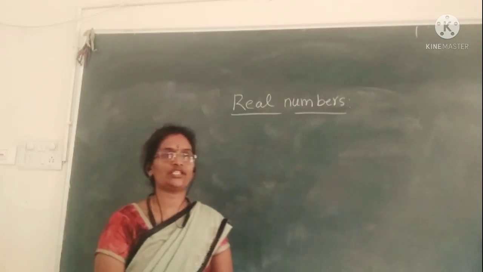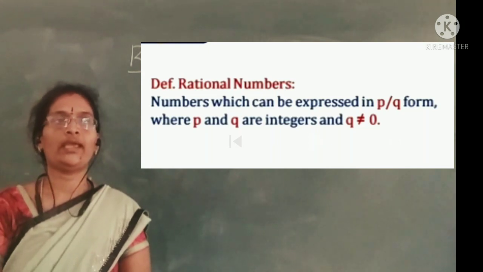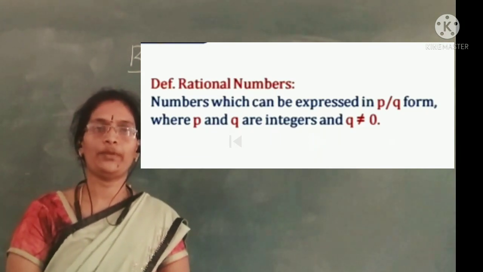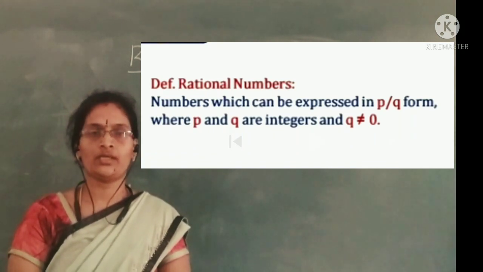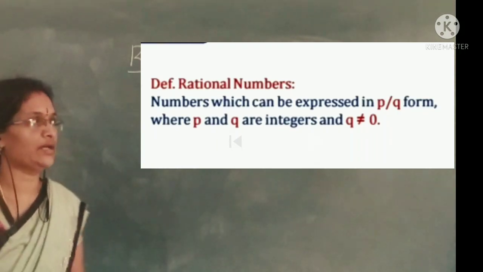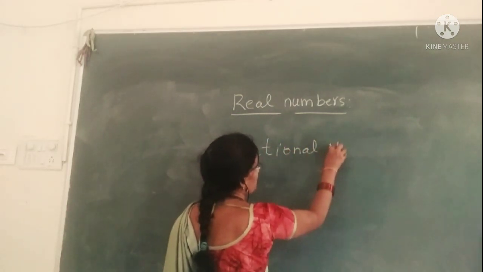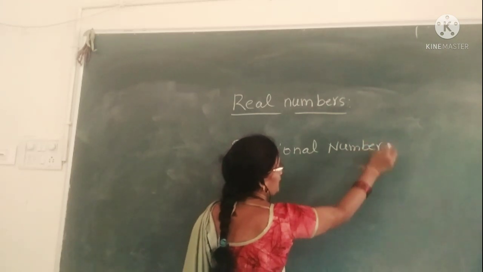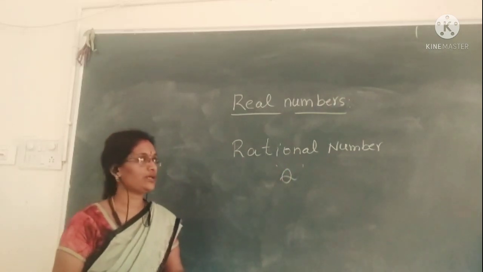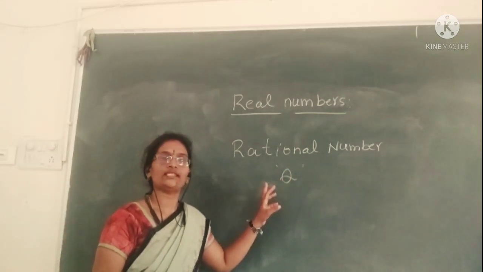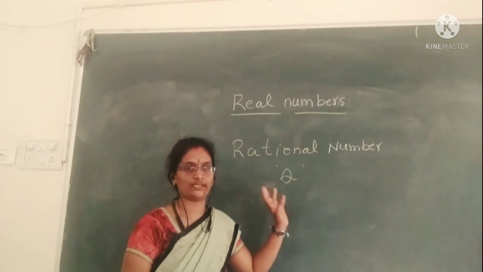So, what are rational numbers? A number which can be written in the form p by q, where p and q are integers and q is not equal to 0, is called a rational number. We represent rational numbers with the capital Q. These numbers are called quotient numbers.